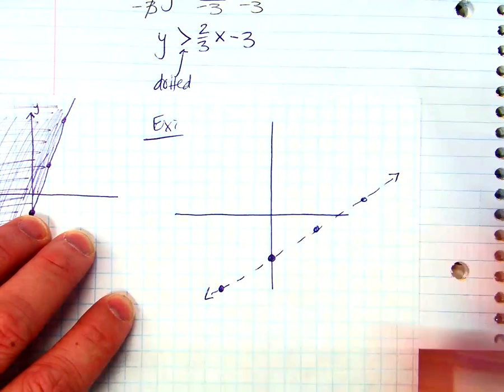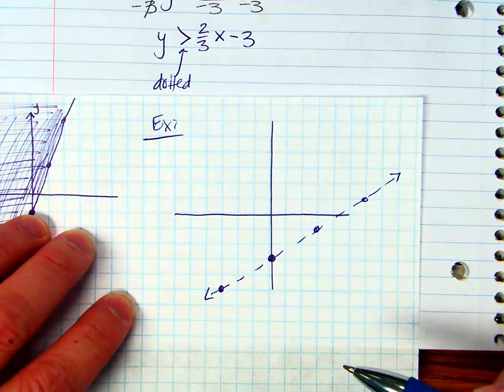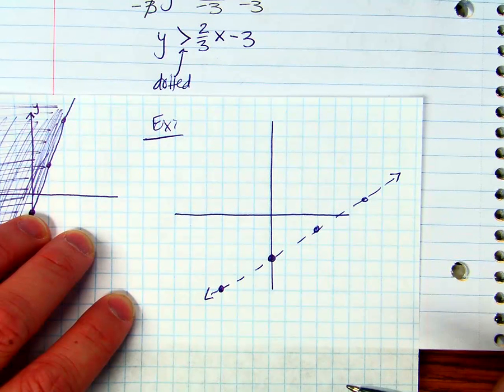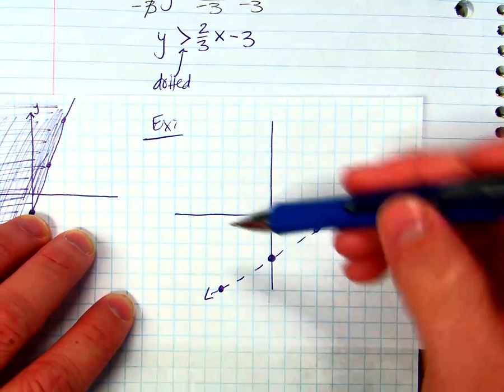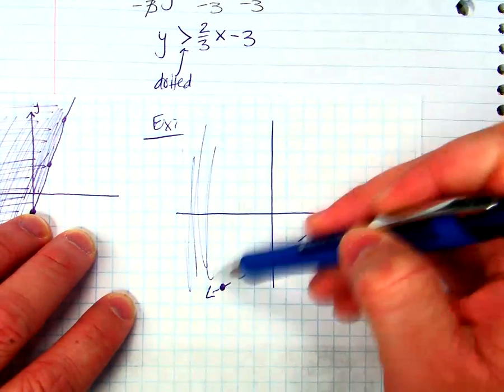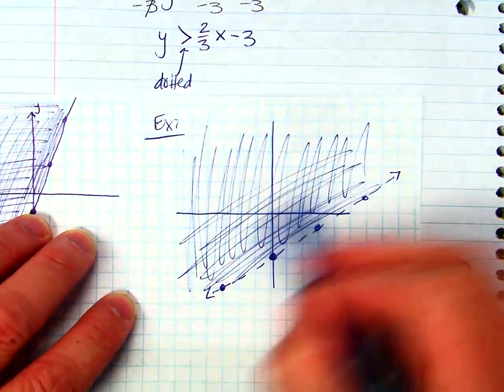But it does say greater than. So again, is greater than going to be above or below? For greater than, above or below? Above. Greater than would be up, above. So I'm going to shade in the entire top half of this graph to represent that it is greater than.